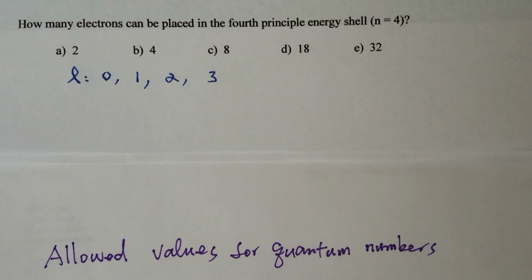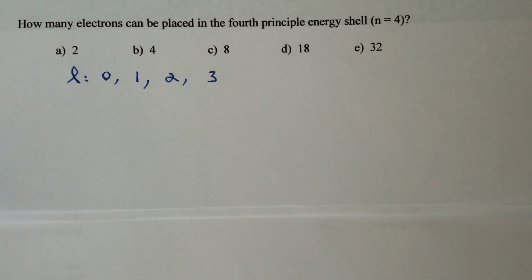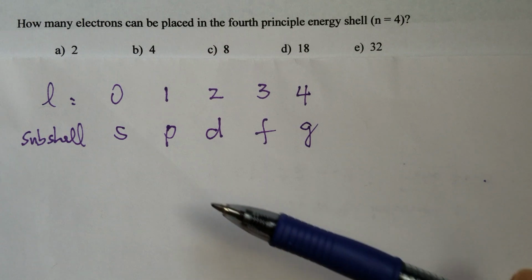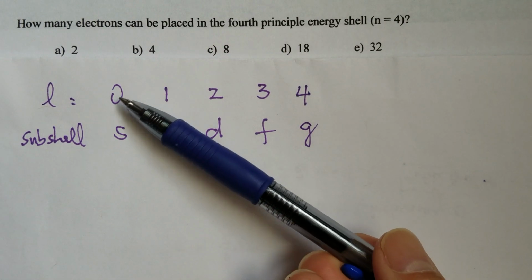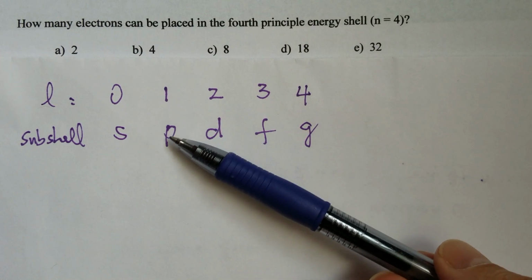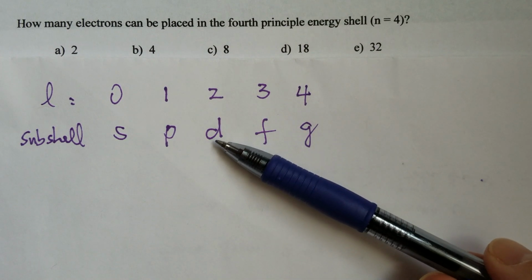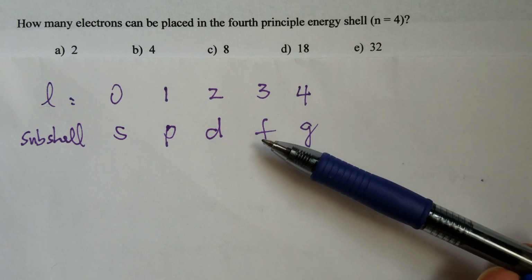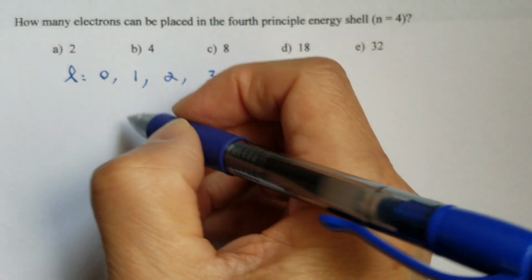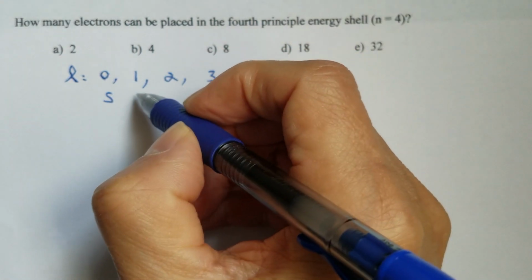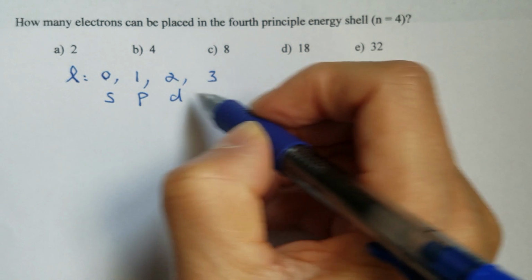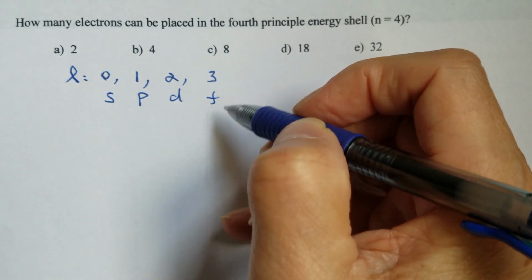All right? Still, do you remember the letter-represented subshells? L equals 0, s subshell; 1, p subshell; 2, d subshell; 3, f subshell, and so on and so forth. Therefore, now we have s subshell, p, d subshell, and f.